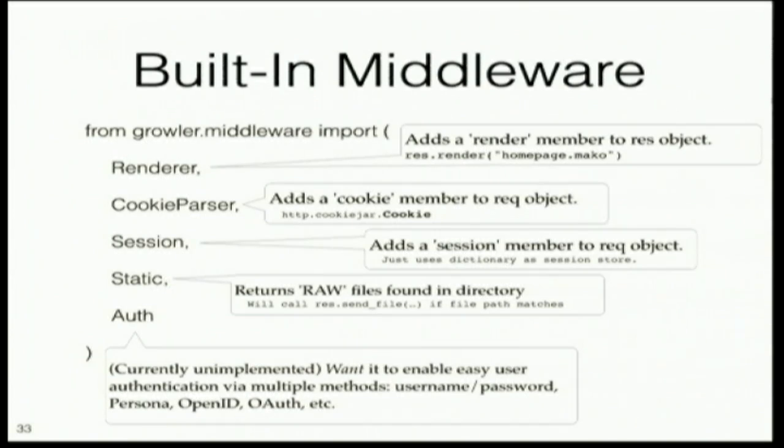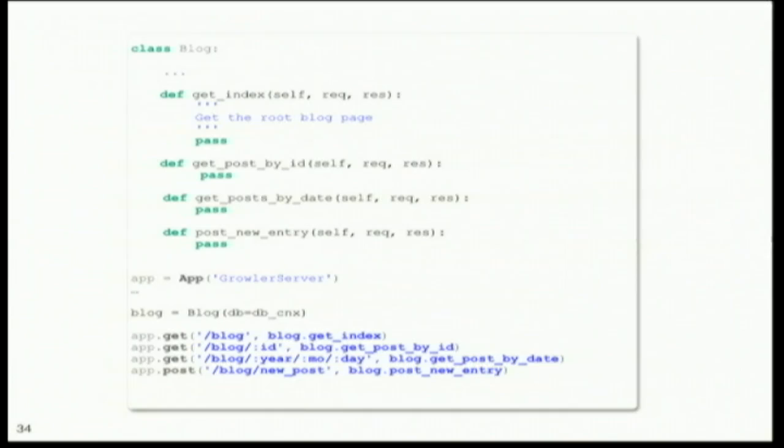So if you want to write a Redis session or MongoDB session storage, and auth, I want to have a common, canonical user authentication ability where you say, oh, I want to enable Persona, OpenID, any standard authentication method. But again, that's not implemented. It's going to take a little while to think about the design.